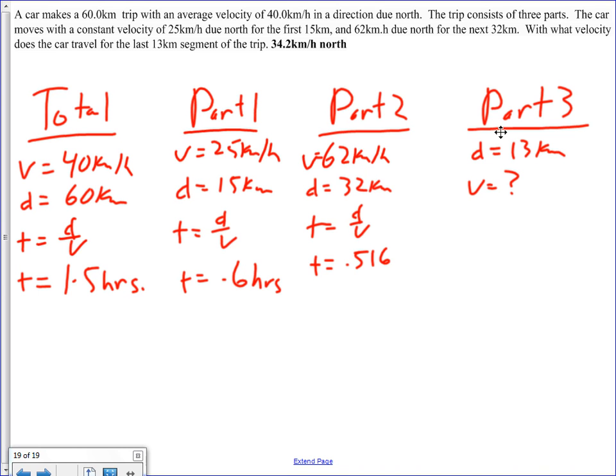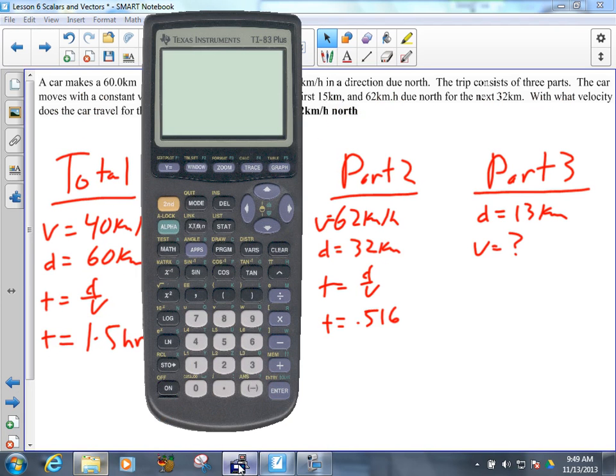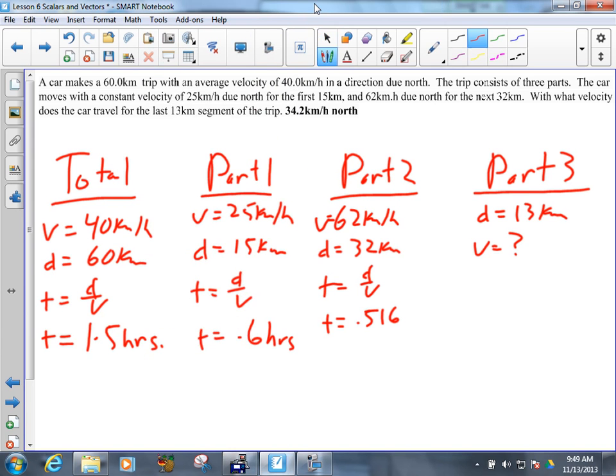Everybody follow me there? Sorry, I get 1.116 hours. So 0.516 plus 0.6 gives me 1.116 hours. If I go 1.5 minus 1.116, that is the number of hours it takes for the third part. Everybody follow? So the time for part 3 is 0.384 hours.